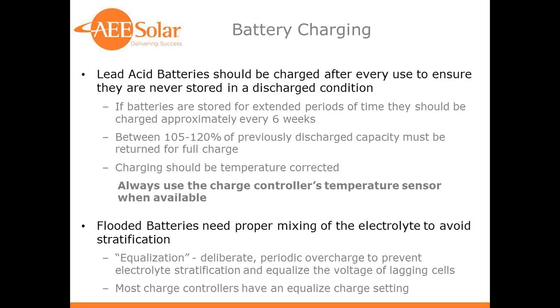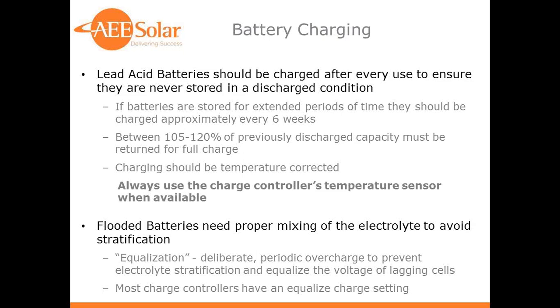voltage of lagging cells. Every cell is slightly different, so some cells, especially over time, are going to show a slightly higher voltage than other cells. Equalization means bringing it up to a higher than normal voltage point so that it allows greater charging of any cells that might have a slightly lower voltage, and it also creates a bubbling effect in the battery which mixes the electrolyte and prevents stratification.